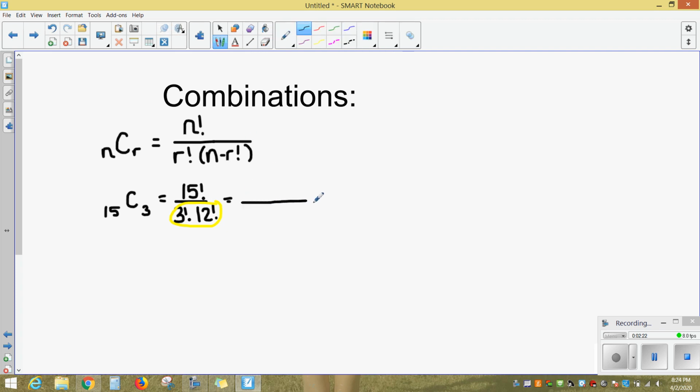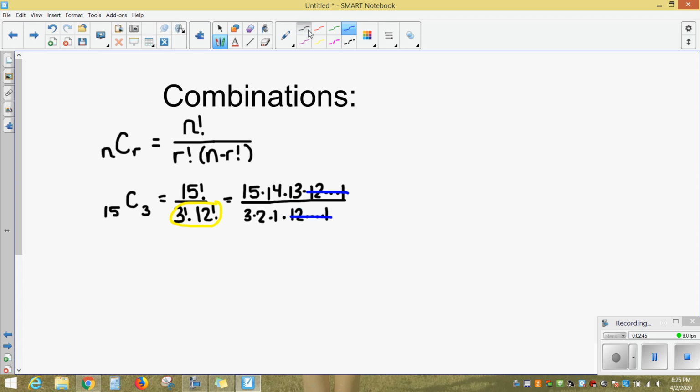But if your calculator won't do it, even if it does, you don't need to type in 15 factorial. It's nice to do some algebra practice here, some arithmetic is really what it is. So 3 factorial, 12 factorial, and then look at what goes away.